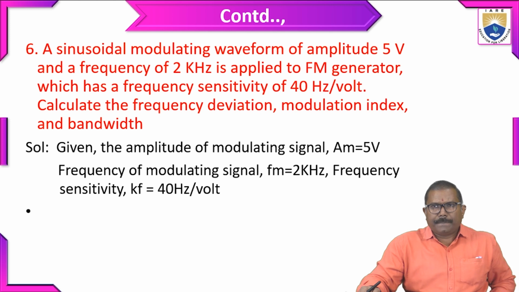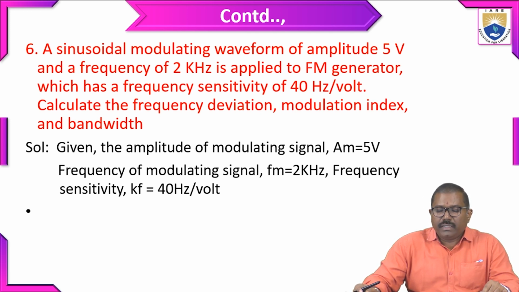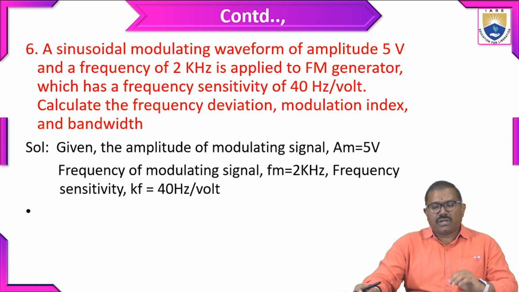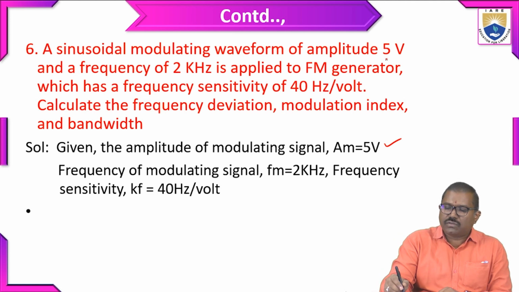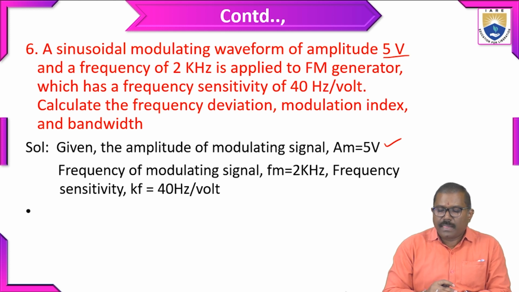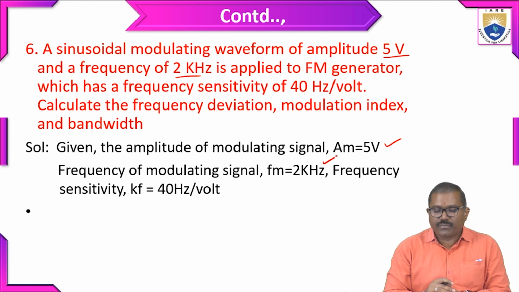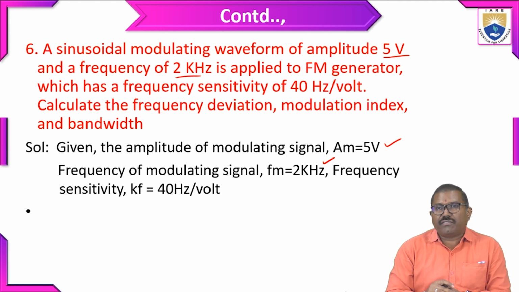Coming to the sixth one. A sinusoidal modulating waveform of amplitude 5 volts and a frequency of 2 kilohertz is applied to an FM generator which has a frequency sensitivity of 40 hertz per volt. Calculate the frequency deviation, modulation index and bandwidth. For this problem, first write the given data. The amplitude of the modulating signal, Am, is 5 volts. The frequency of the modulating signal is 2 kilohertz. And the given frequency sensitivity is Kf.